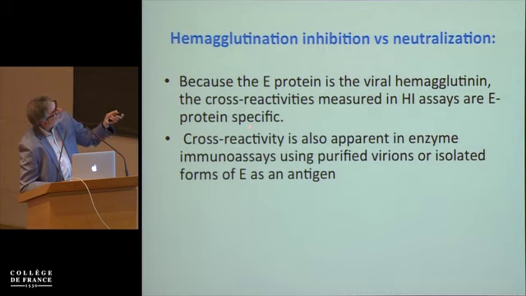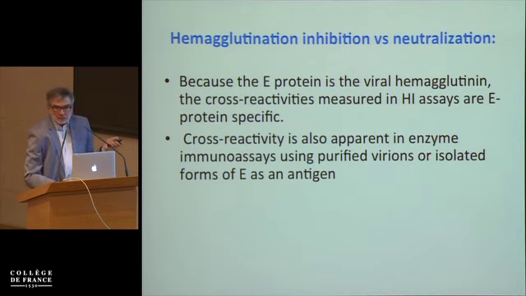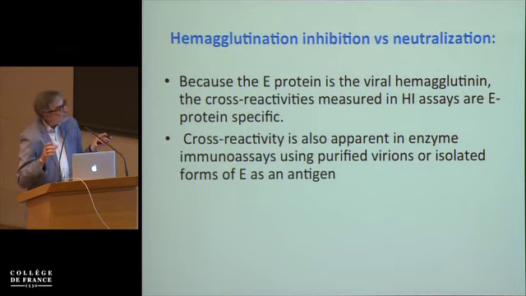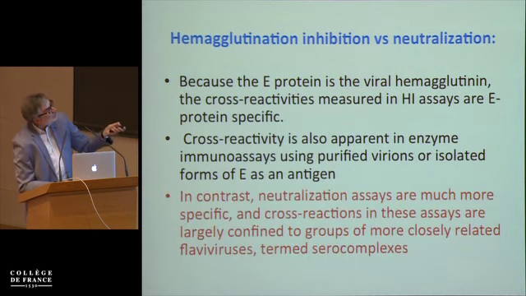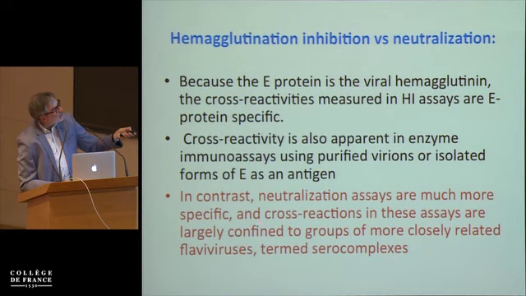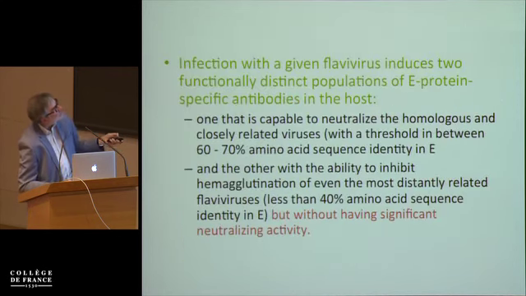The E protein is the target for these HI assays, and cross-reactivity was also apparent in enzyme immunoassays using purified viruses. These are ELISA tests. What it turns out now is that in this ELISA test, when you immobilize your target, the virus, there's always some denaturing, and you are exposing parts that are normally hidden in a well-conformed particle. But the neutralization assays were much more specific, and cross-reactions in these assays are largely confined to groups that are much more closely related within flavivirus serocomplexes.